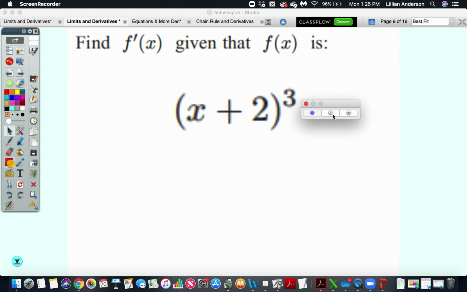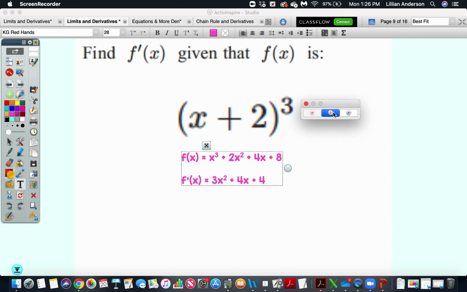You have x plus 2 to the third power. If you want a hint, try to expand this binomial and then take the derivative. Hopefully when you expanded, you got x to the third plus 2x squared plus 4x plus 8. When you expand it using binomial theorem, or just multiplying x plus 2 by itself 3 times. And then you use the power rule and the sum and difference rule, and you get 3x squared plus 4x plus 4, because the derivative of 8, that constant, is always 0.